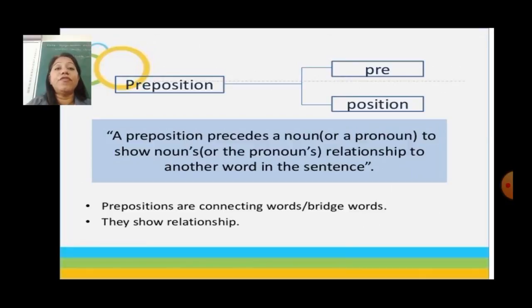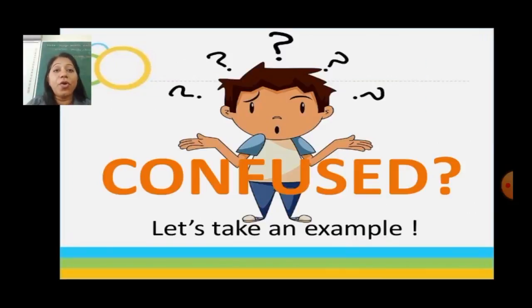The word preposition is formed by joining two words, that is pre and position. A preposition precedes a noun or a pronoun to show the noun's or pronoun's relationship to another word in the sentence. Prepositions are connecting words, or we can also say bridge words. They show relationship. Oh, confused? Yes. Now let's take examples.